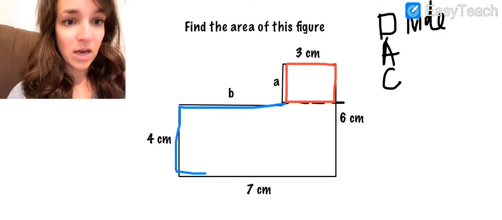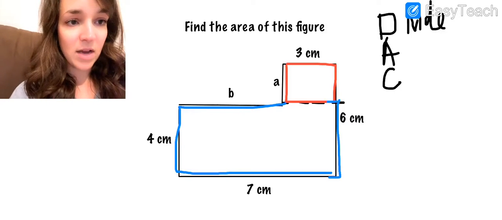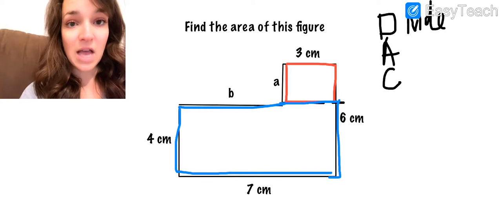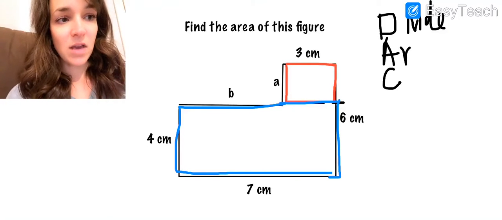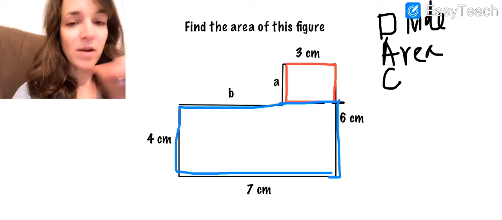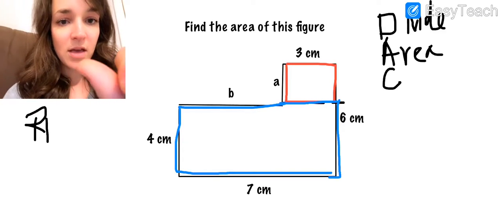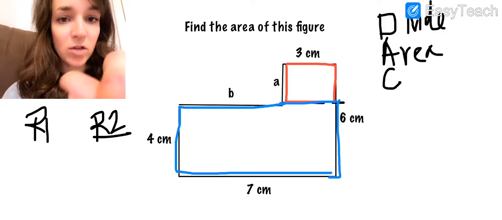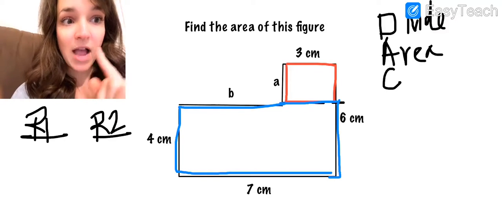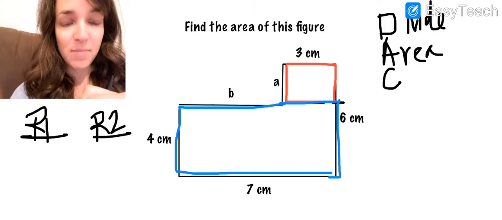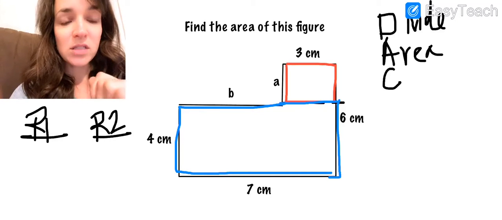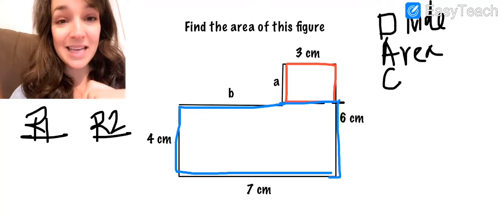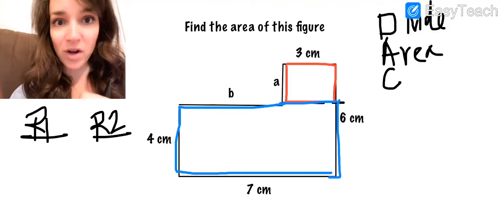Okay, so now that I've got my figure cut into two different rectangles, I need to find the area of each. That's my A. Find the area of each. Okay, so area. All right, so I've got rectangle number 1 and rectangle number 2. I'm going to use labels so that I make sure I remember to find the area of both. Okay, the more organized you are with these problems, the better, because that will help you to ensure that you do all the work necessary and get to the answer you're looking for. Okay, so be organized about it.